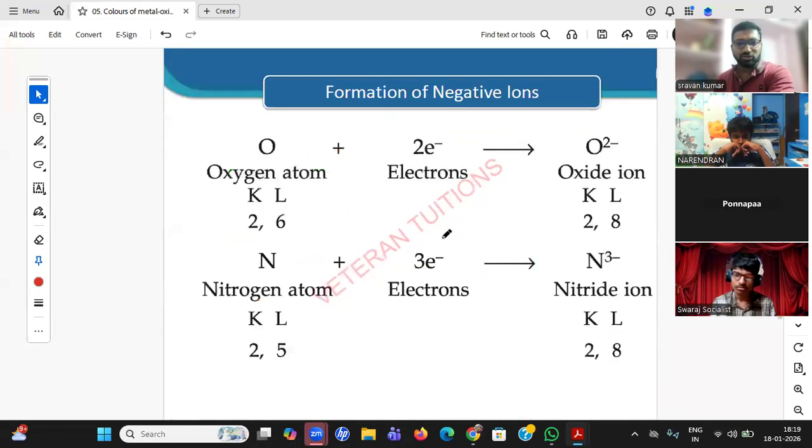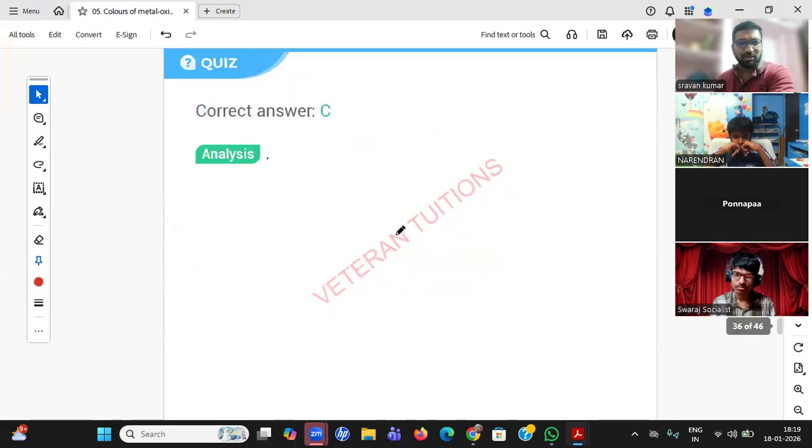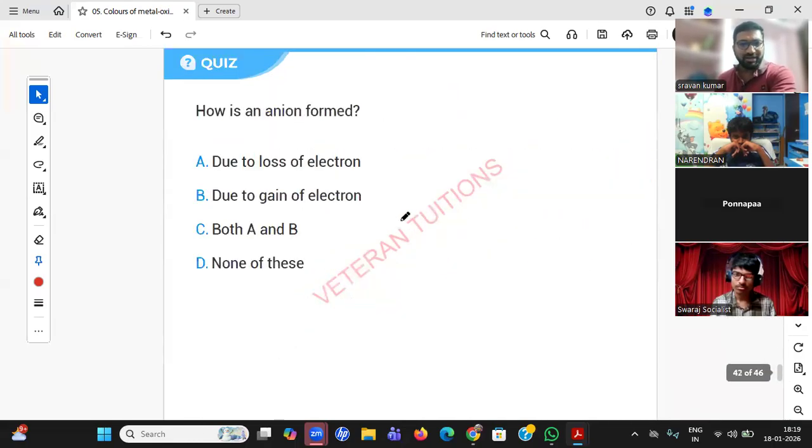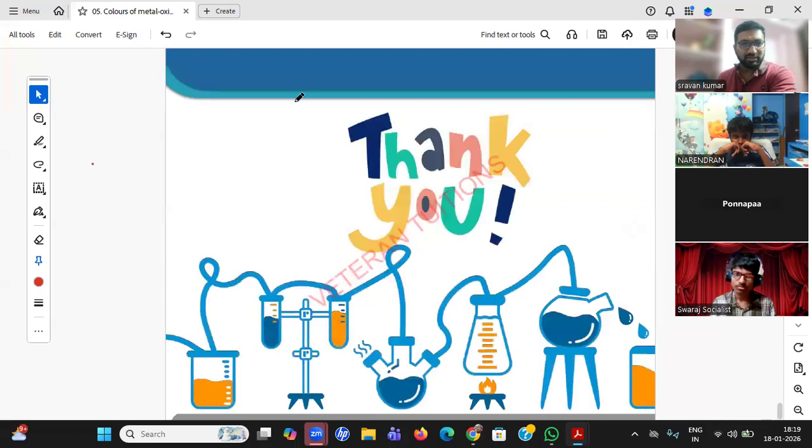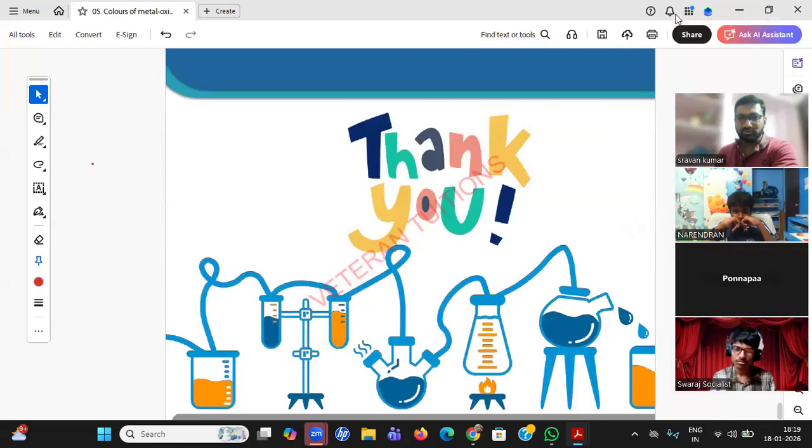Electronegative. Okay, so that is how the negative ions are formed. Now, why are we discussing this topic? We are discussing this topic to check the second student.